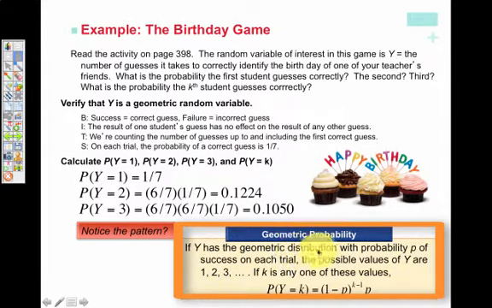If y has a geometric distribution with probability p of success, the probability of y equaling 1, 2, 3 up to k, if k is one of these values, is (1 minus p), the probability of failure, to the k minus 1 times p to the first. Notice these exponents, they add up to whatever k is. So failures to that number times the probability of a success on the last one. Notice there is no binomial coefficient in front here. We don't have to worry about that because it is going to occur in this order. A bunch of failures, then a success.